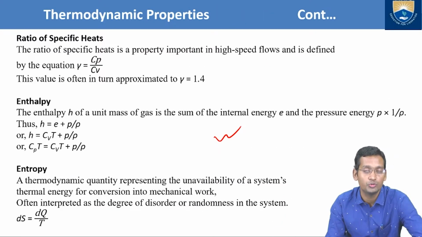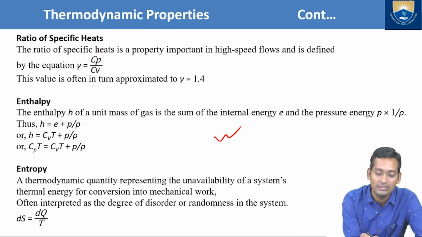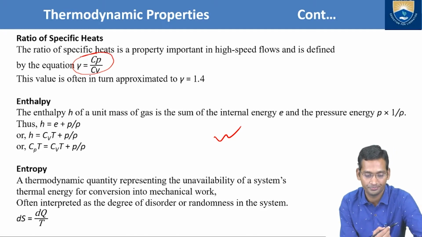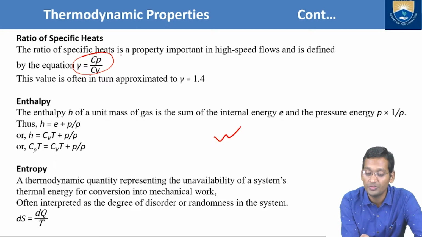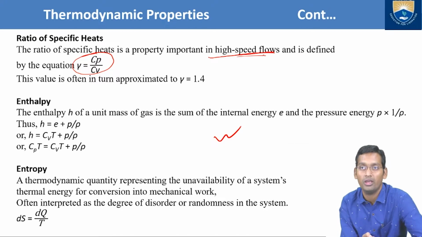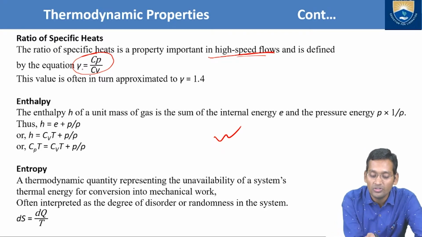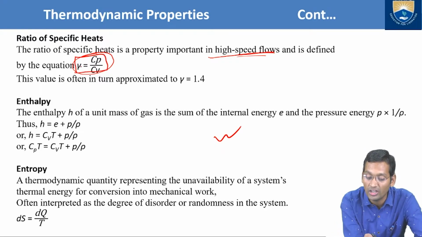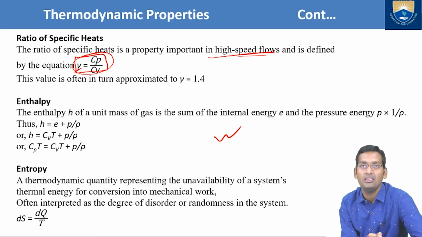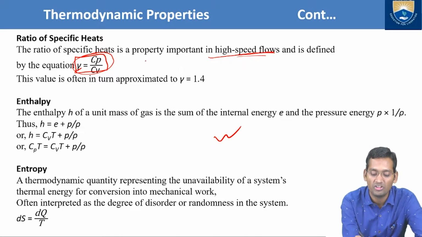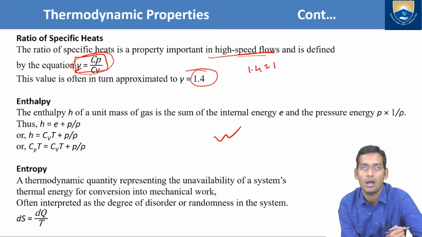Now the ratio of those two, the specific heat at constant pressure and the specific heat at constant volume, is defined as gamma. The ratio of specific heats is an important property in high speed flow. This is very important for us, because all aircraft are flying at very high speed. So it is defined by the equation gamma, the specific heat ratio, equals Cp by Cv. Generally for air the actual value is 1.421 something, but we consider only 1.4 as the gamma value.